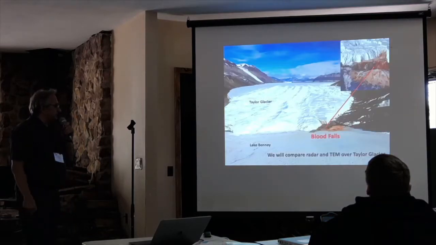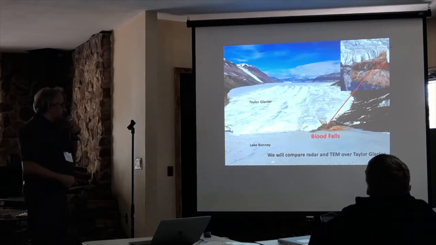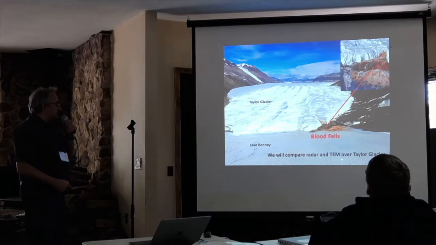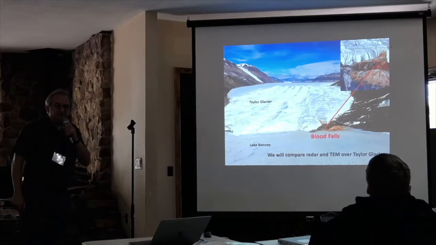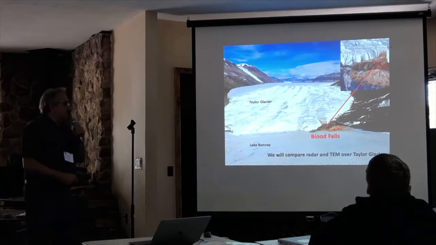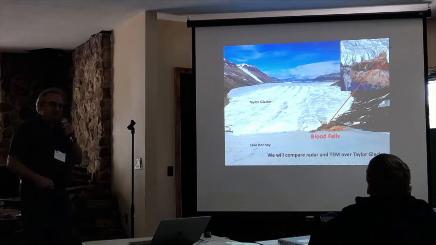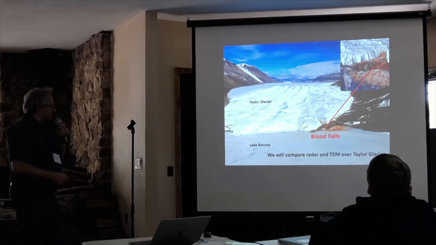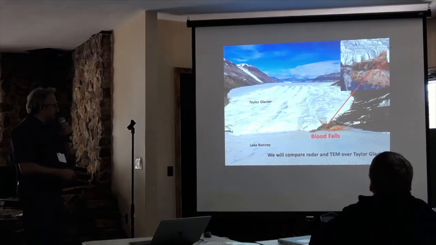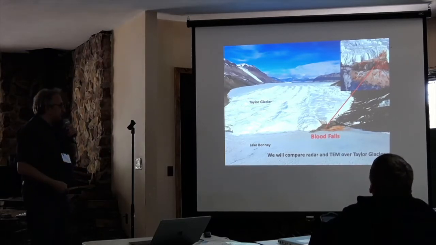So I'll start with an example from Taylor Glacier, where we can compare past radar studies and TEM studies that we did, and I'll tell you that we find a lot of water, whereas the radar studies did not. And there's been interest in finding liquid water beneath Taylor Glacier, mostly because of the presence of the only place in Antarctica where subglacial water actually doesn't take millions of dollars to get, but comes to the surface and begs to be studied. So there's the Blood Falls right there. So that hints at the idea that there's water beneath Taylor Glacier.